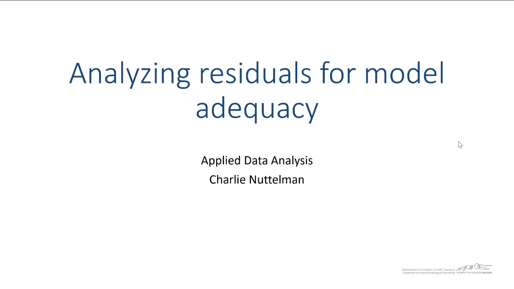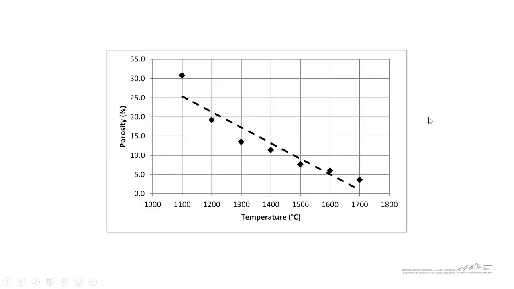In this screencast, I'm going to show you how we can analyze residuals for model adequacy. In some of the previous screencasts, we created a straight line model fit for these data, porosity as a function of temperature. This dotted line shows our straight line. Some of you might be thinking, well, this straight line fit does not really fit our data that well. In other words, these errors start out positive, and then in the middle of our temperature range, they sort of go negative, and then back to positive.